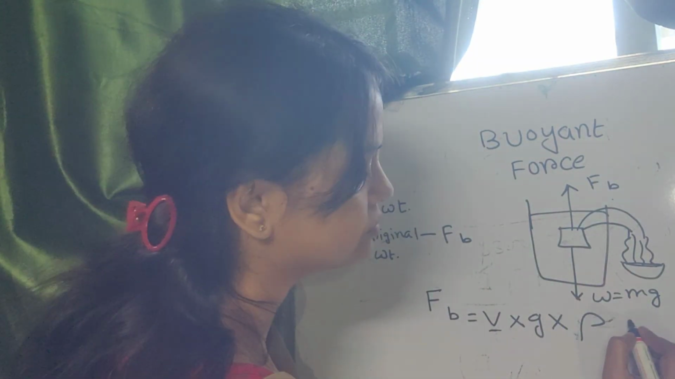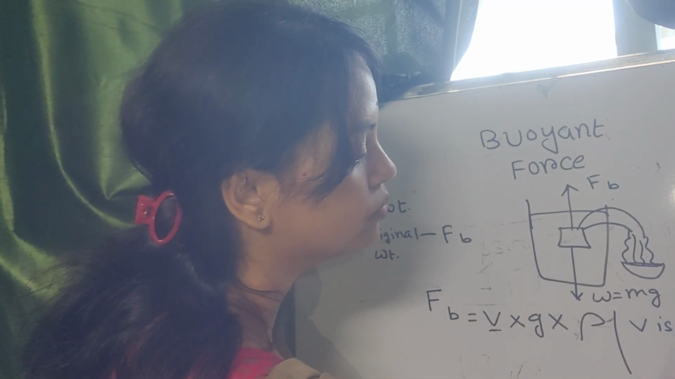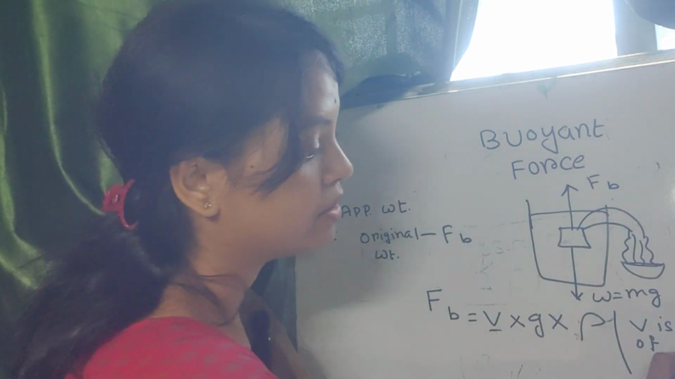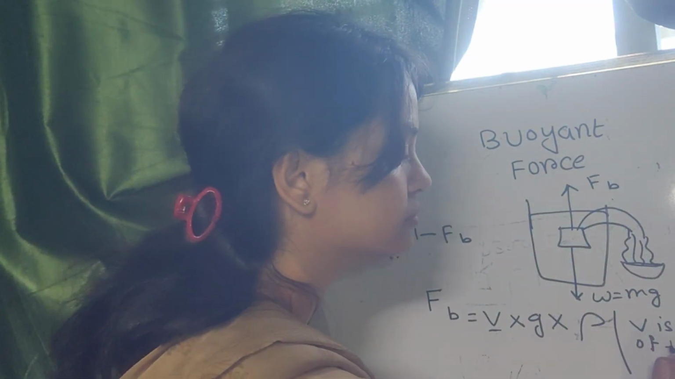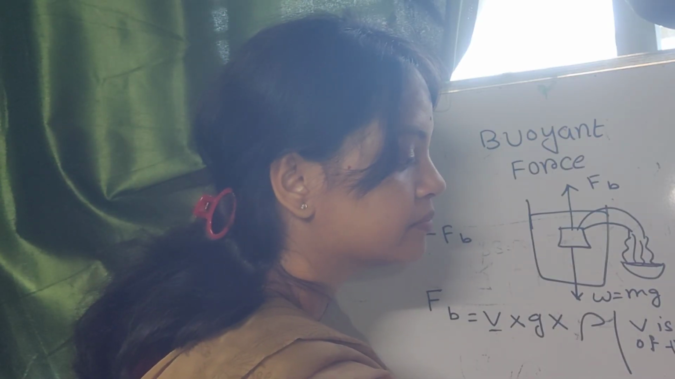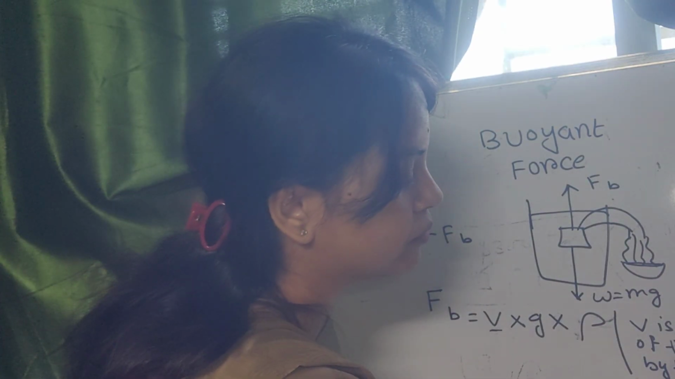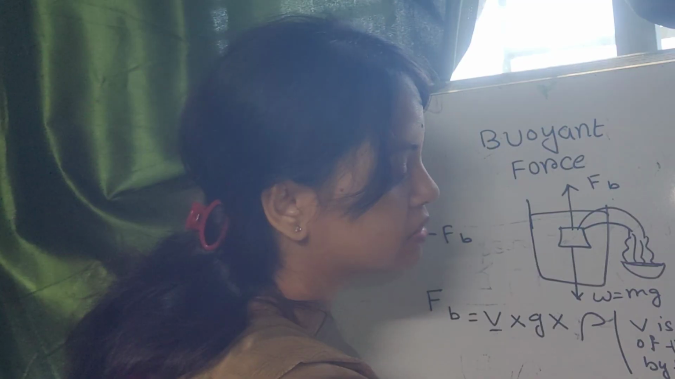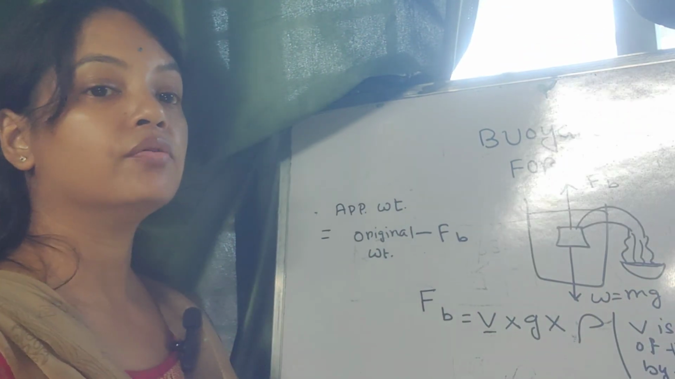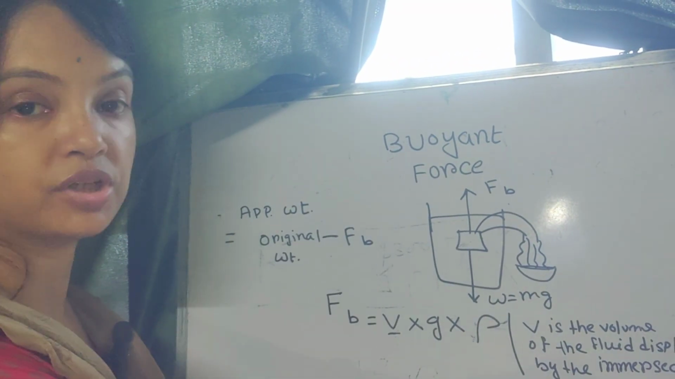So we can write V is the volume of, rather instead of water we can write fluid, V is the volume of the fluid displaced by the immersed object. So V is the volume that is displaced by the immersed object.